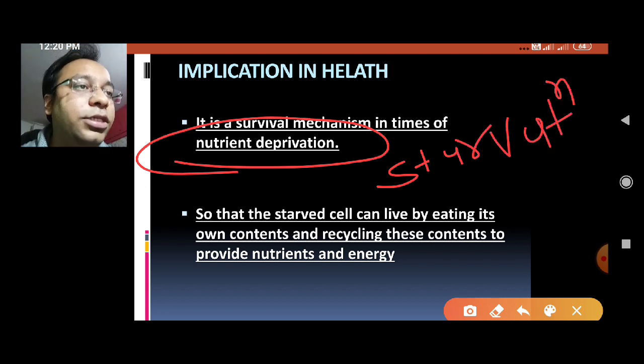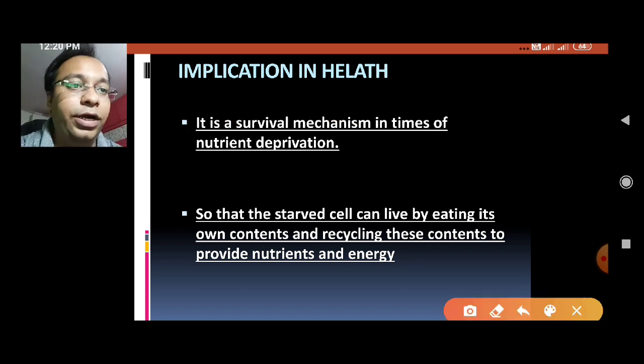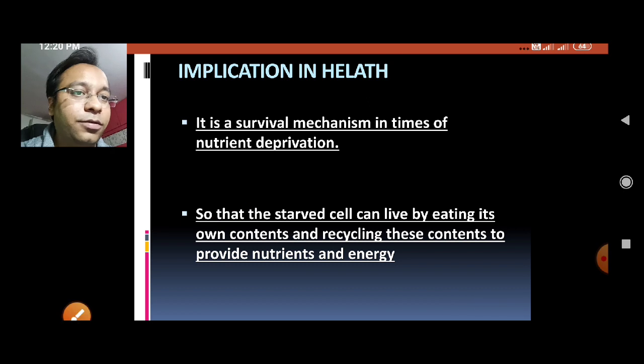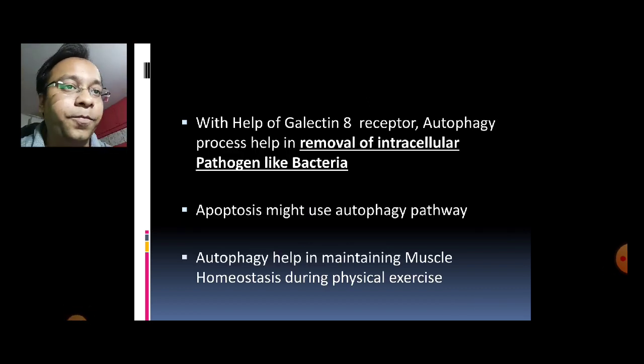In starvation, this is the main pathway for survival, right? So that a starved cell can live by eating its own content, and that will be recycled to provide nutrition and energy. So this is a beautiful mechanism for survival in case of starvation, right?